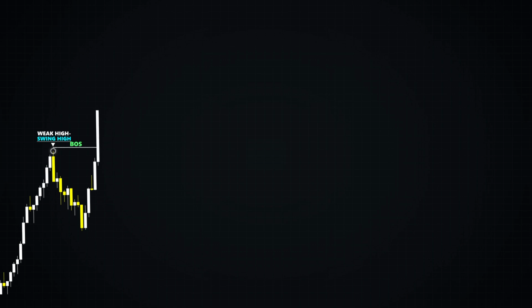Price broke to the upside, giving us a break of structure. After this break of structure, we can confirm that the recent low is now a strong low, which is important for the trend. Let's keep going. Price moves down a little. Now, let's check if this is another valid pullback.